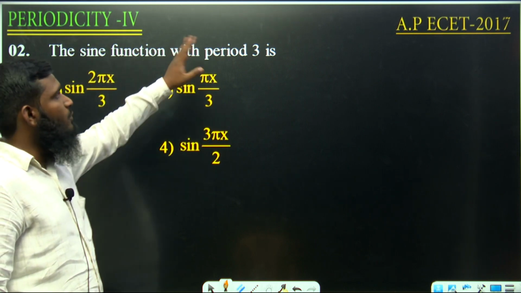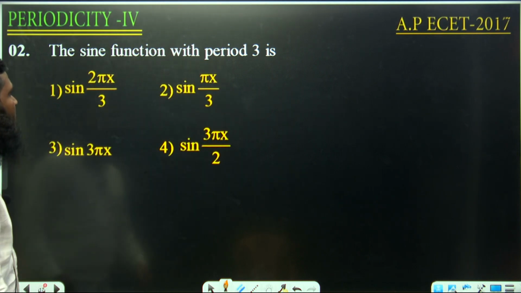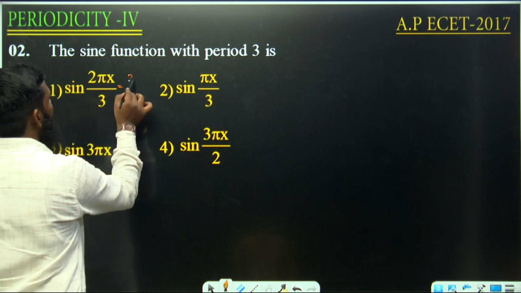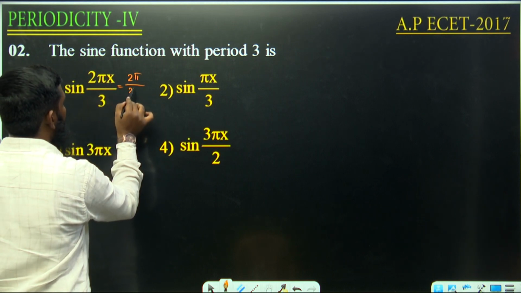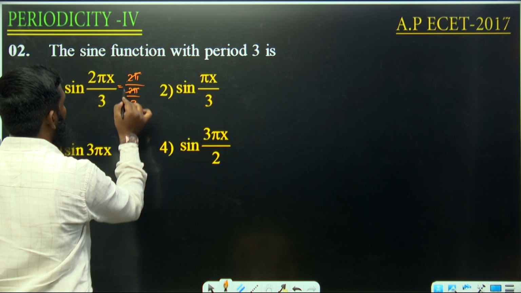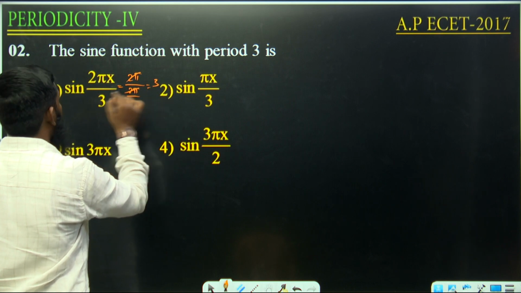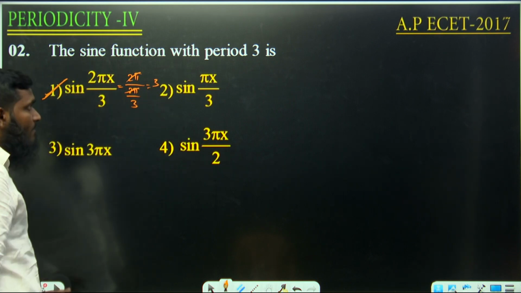The sine function whose period is equal to 3. Again the same part is given over here. So if you take this part, T value is 2 pi divided by 2 pi by 3. 2 pi gets cancelled, 3 goes to the numerator. First option is correct. Okay, next question.